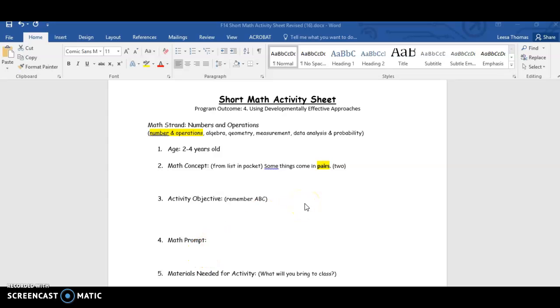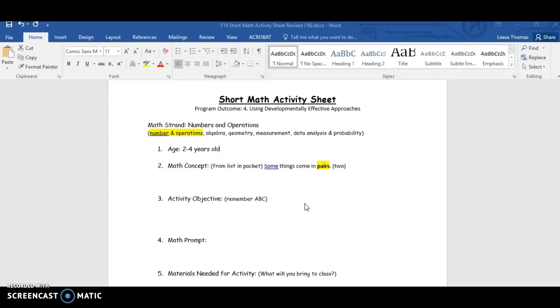Hi everyone, in this presentation I am going to demonstrate for you how to complete the short math activity sheet, which is a lesson that is due this week. You're going to be doing 3 short math activities and 3 short science activities over the course of the quarter. We are starting with math and we will rotate each week.